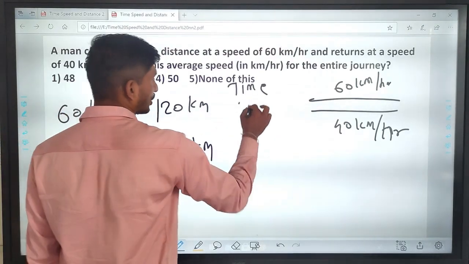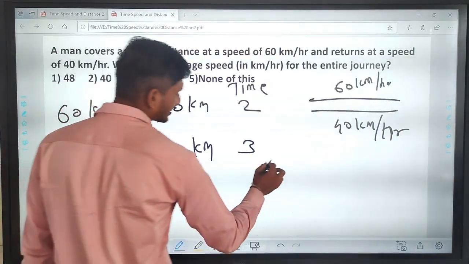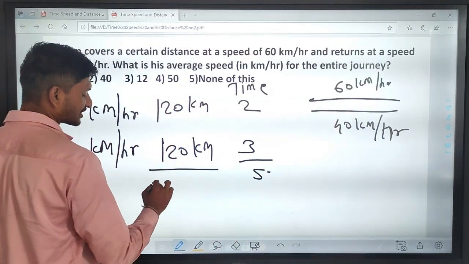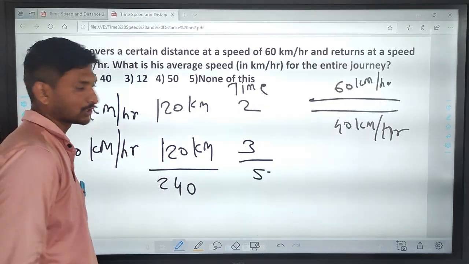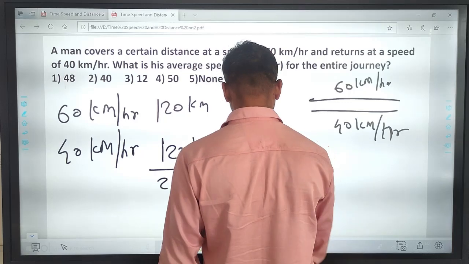Now we take the LCM of these two as the distance. LCM of these two is 120 km. Then the time required to cover this distance is 2 hours and 3 hours. Total time is 5 hours and total distance is 240 km.